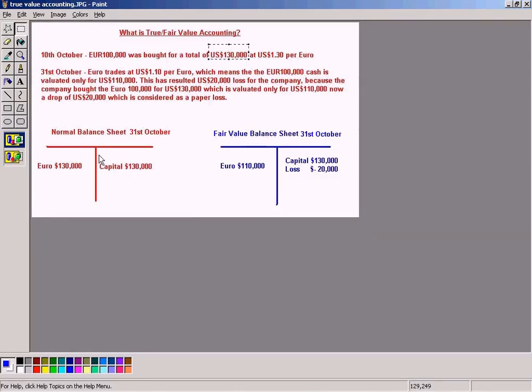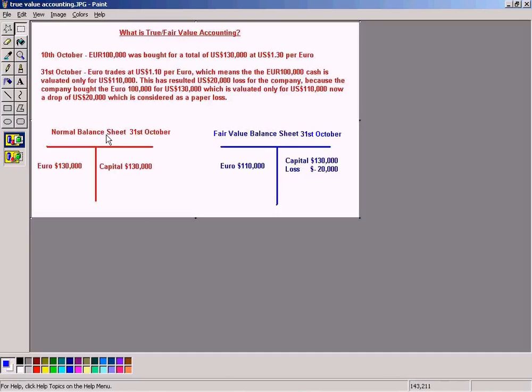This means that the value here is not shown in euro currency. It is actually shown in US dollars. So to explain this item here, we just used the word euro. Actually, we can also say euro cash or euro balance or something like that. Okay, so the euro balance that the company has on 31st October is worth $130,000. This is in US dollars because we need to prepare the balance sheet in the local currency, which is the US dollar. Let's assume the local currency, the company code currency, is US dollar.